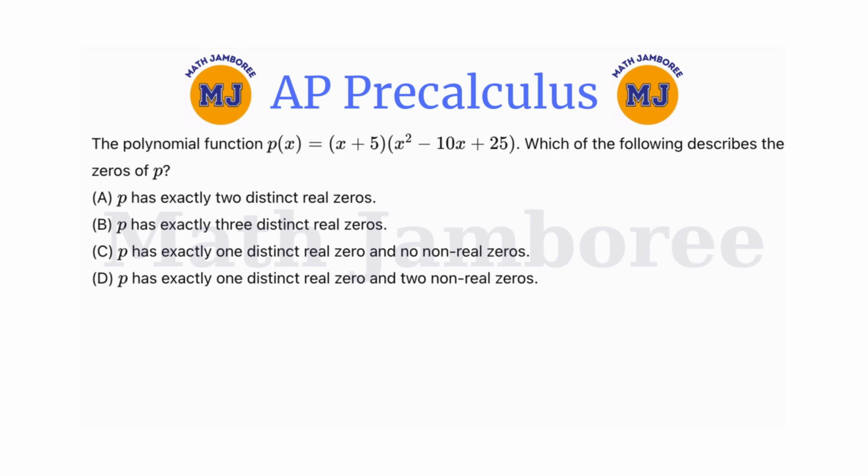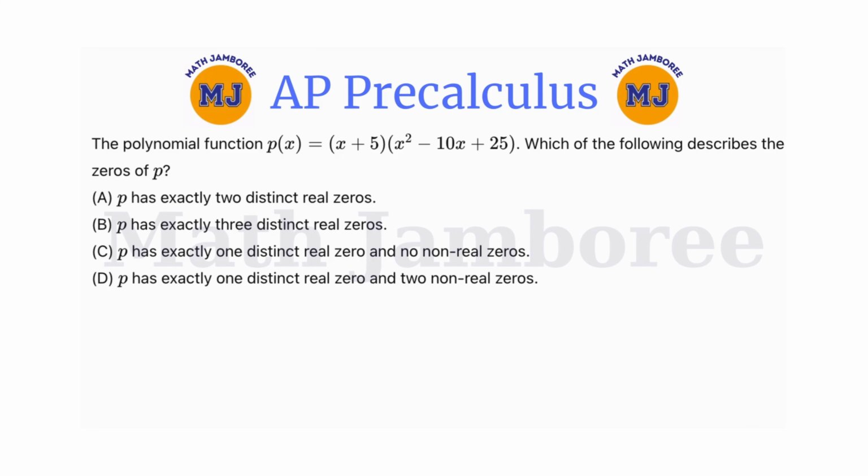In this video, we have another AP Precalculus type of question from the topic of polynomial functions and complex zeros. Let's solve it together. The polynomial function p of x is equal to x plus 5 times x squared minus 10x plus 25. Which of the following describes the zeros of p?